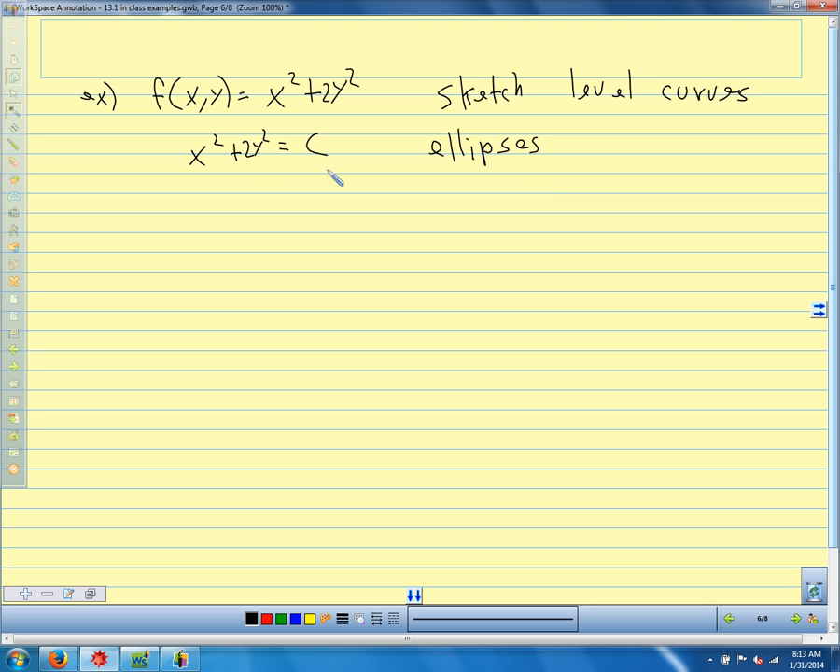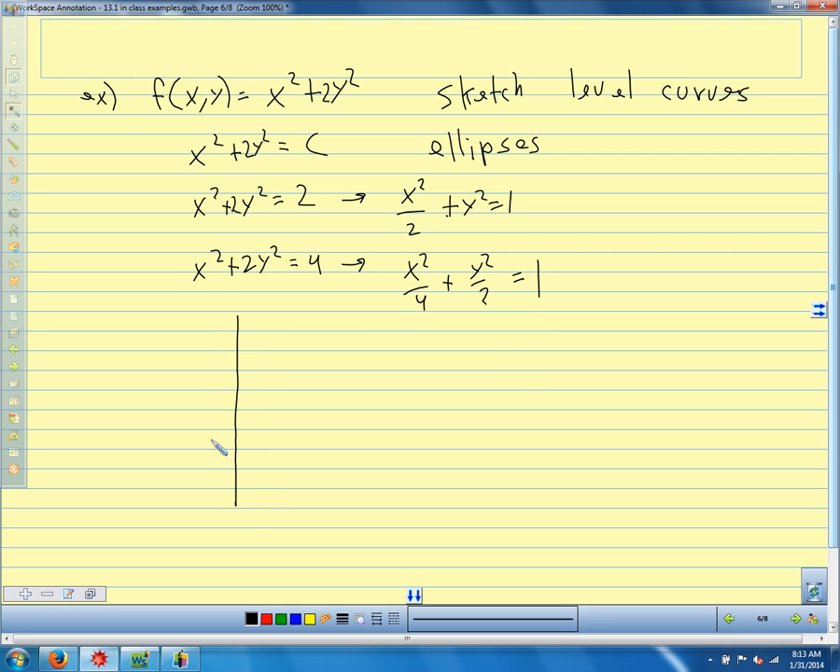And to sketch our level curves, we set our constant equal to various values. So if we said x squared plus 2y squared equals 2, we would get x squared over 2 plus y squared equals 1. We could set x squared plus 2y squared equals 4. That would give us x squared over 4 plus y squared over 2 equals 1. So those would be our level curves. And if we sketch those out, we end up with our level curves being these ellipses in the xy plane.